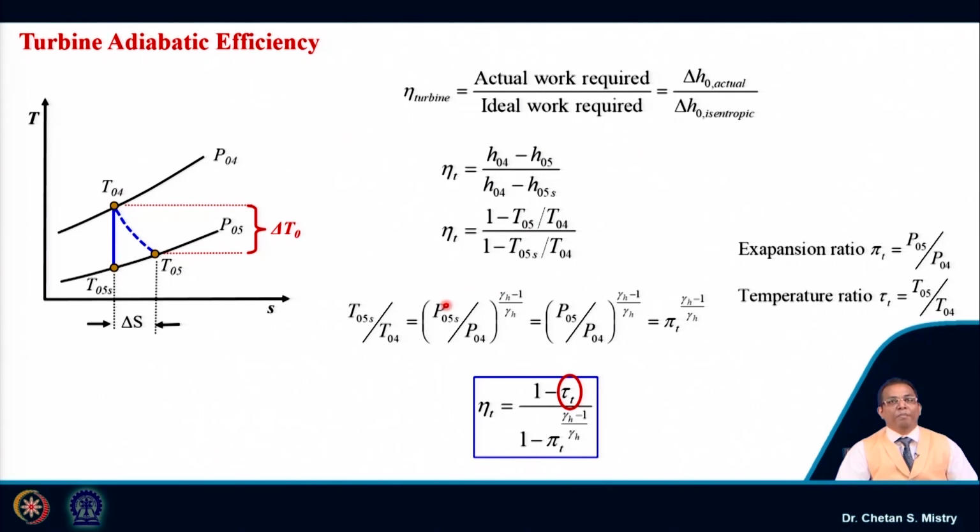So I can write my temperature ratio in terms of the pressure ratio or expansion ratio. Here let me introduce two more terminologies. My expansion ratio is given by P05 by P04, and my temperature ratio is T05 by T04. If I analyze this, my efficiency is a function of the temperature ratio and the expansion ratio. Now, this represents my overall work done, or the overall process of the expansion.